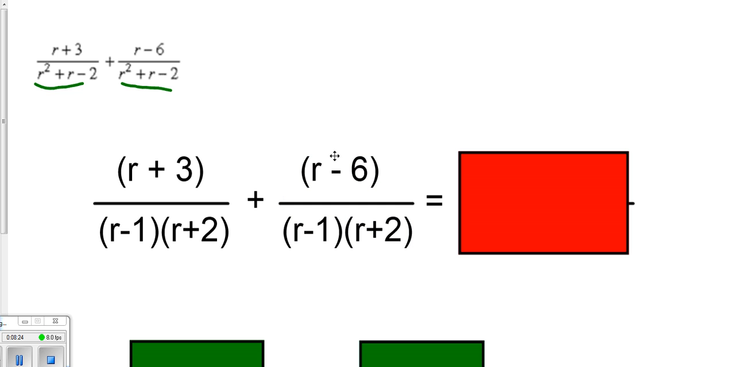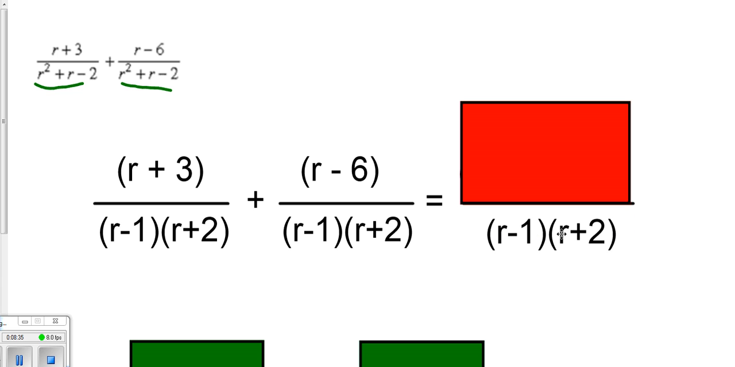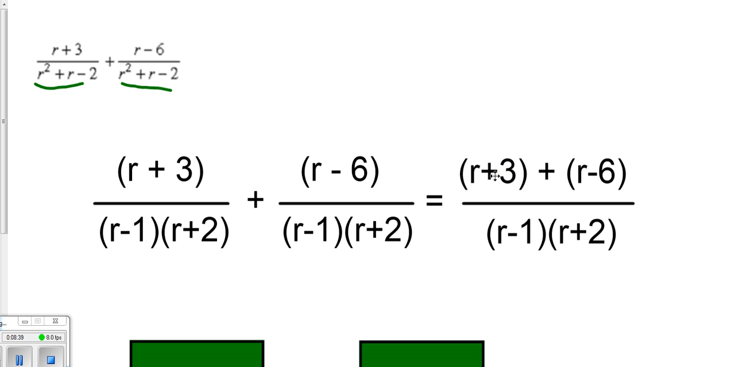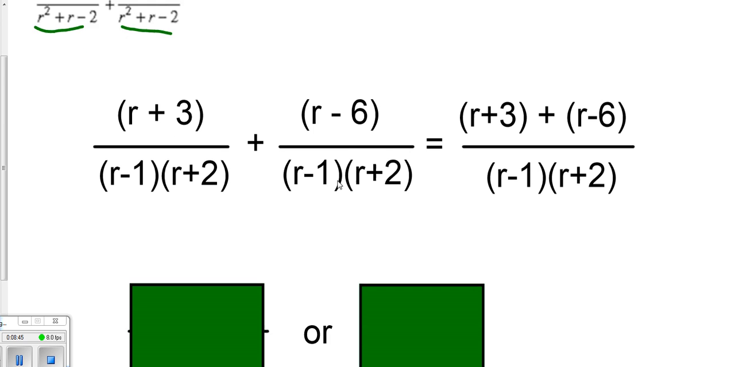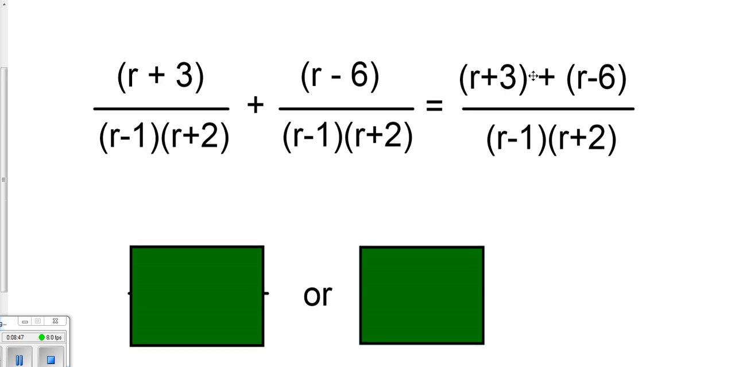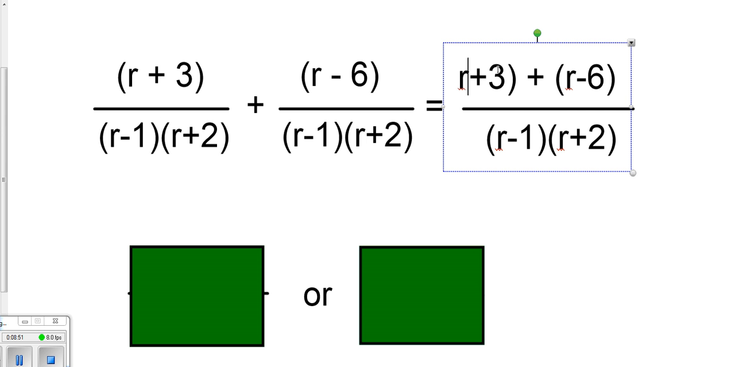Okay, so this is our factored denominator, still with our numerator of r plus 3 on top, plus r minus 6 on top, over r minus 1, r plus 2. Notice, common denominator is already present. So what we're doing is just adding everything. Still r minus 1, r plus 2. When we add everything, it just becomes r plus 3 plus r minus 6. This factor plus this factor. Now, again, like before, when we're just adding things, we really don't need these parentheses. I'm going to get rid of those.